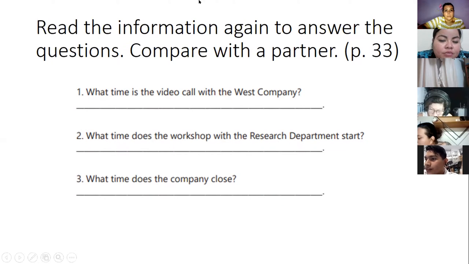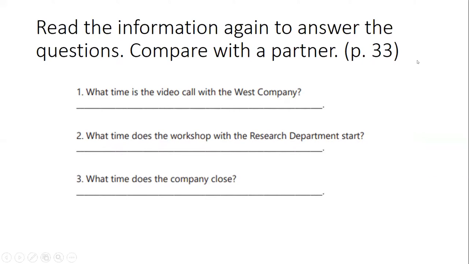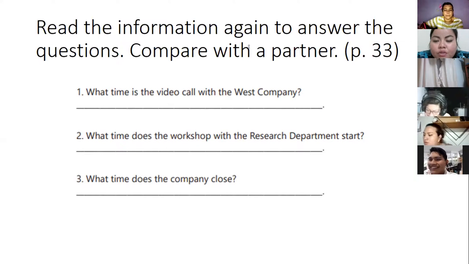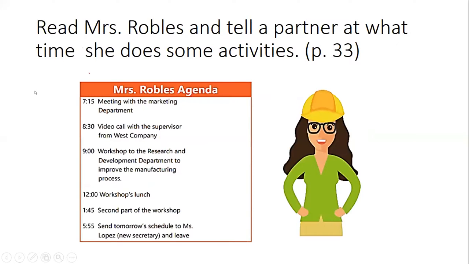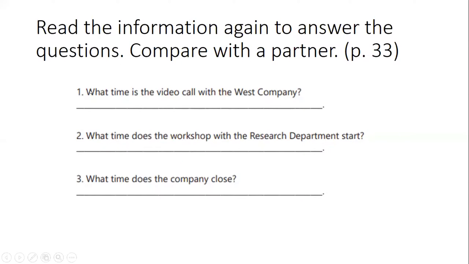Daisy, you are going to answer number three. So please read the conversation. Number two. Teacher, yes, page Joanna? Page 33. Page 33. Page 33, right? Okay, on page 33, there is the conversation. Well, it's not a conversation, it's the agenda. Right? Mrs. Robles' agenda. So, Carolina, what time is the video call with the West Company?